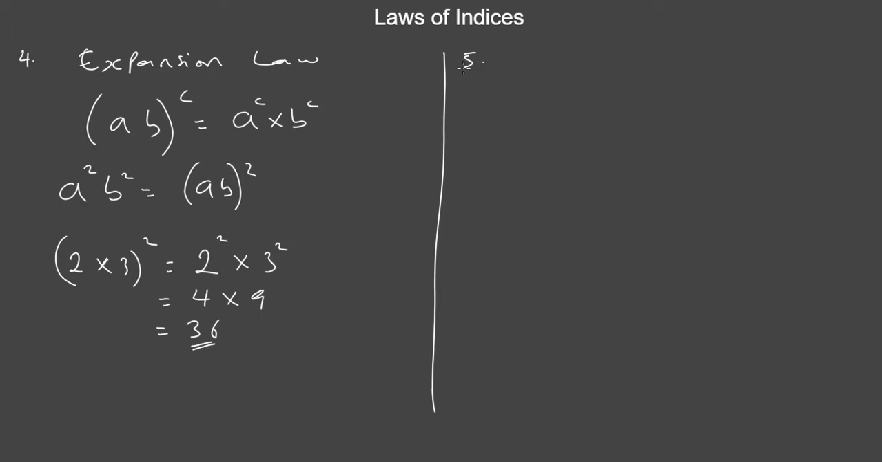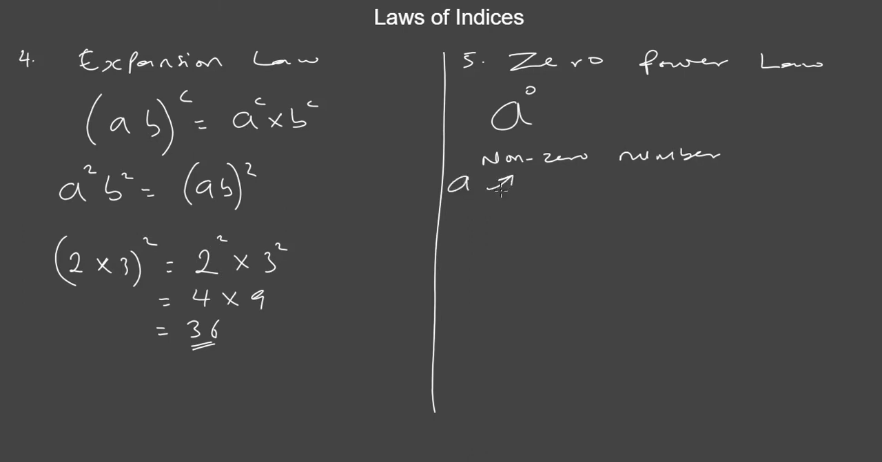The fifth law is the zero power law. Now, what does this state? It states that if you have a non-zero number, so take note, a must be a non-zero number. Non-zero means it must not be zero. If you raise this to 0, the answer is 1.